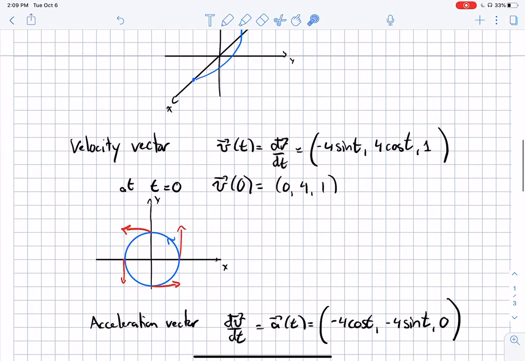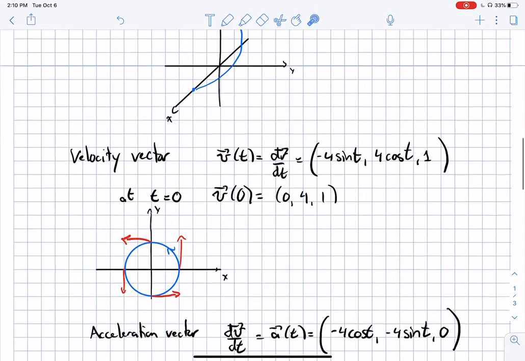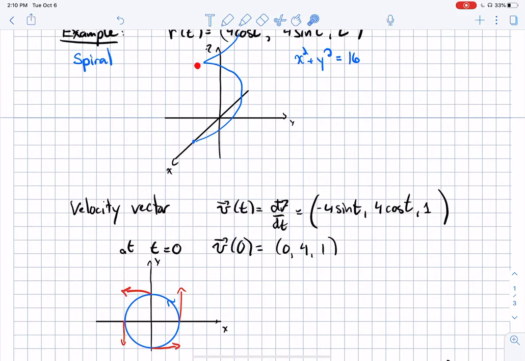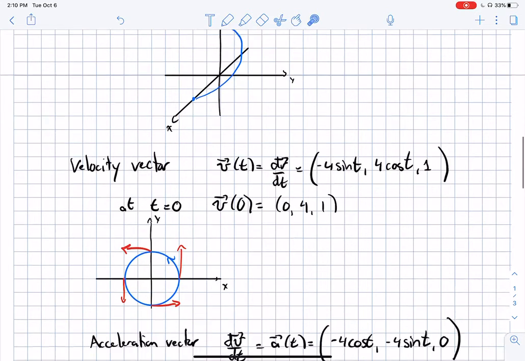Now you can also look at the acceleration vector, okay, which is the second derivative of the position or how the velocity changes with time. And again, you just take the derivative of each coordinate, right? And so you're going to get here minus 4 cosine t for x, minus 4 sine t for y, and 0 now for the z coordinate. Okay, so there's no change of speed in the z direction, which makes sense because the speed was constant.